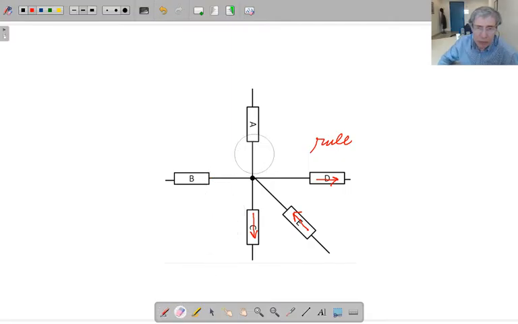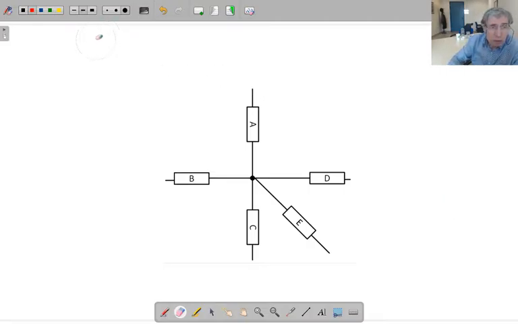Clear this page. Now we've got a node and there are 5 elements connected to that node. We would like to write the Kirchhoff current law equation for this node, since there's one node here. How are we going to write this Kirchhoff current law equation?